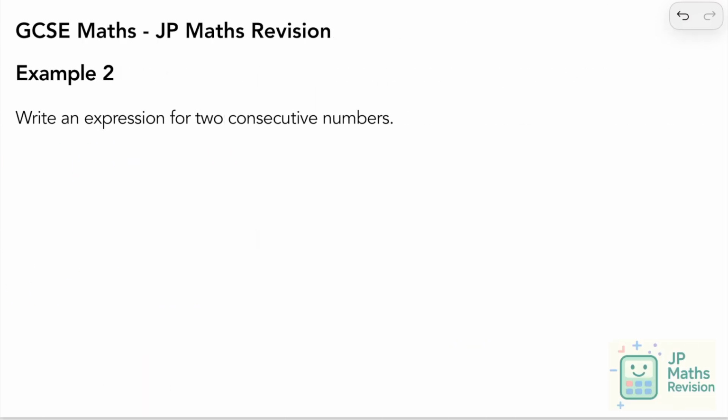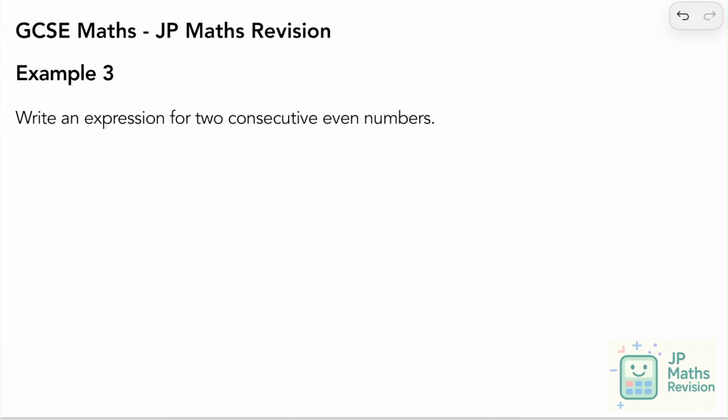Here's another example. So we need to write an expression for 2 consecutive numbers. So if I let my first number be n, the next one along is going to be n plus 1. So 2 consecutive numbers are 2 numbers that are next to each other. So for example, I could have 6 and 7, or I could have 1 and 2, or 11 and 12. So n represents the first number, and n plus 1 represents the number after it.